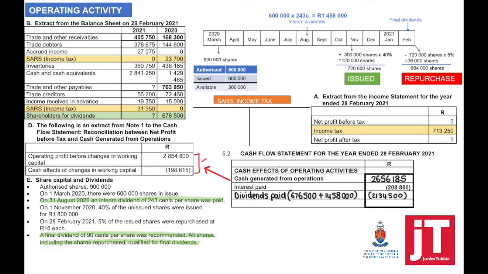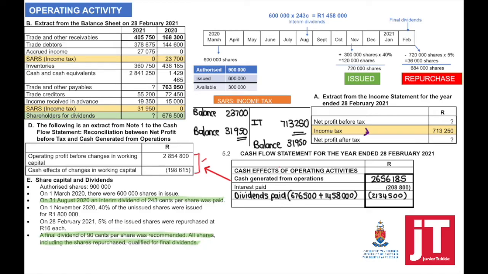Now we need to calculate income tax paid. And to calculate income tax paid, we can open a T account. And we start with the balances brought down in the beginning and the balances at the end. Make sure that you always check in trade and other receivables as well as trade and other payables, and start with 2020. In 2020, we had SARS income tax as part of trade and other receivables. And in trade and other payables, it was 0. So this means that SARS owed us, it will appear on the debit side.